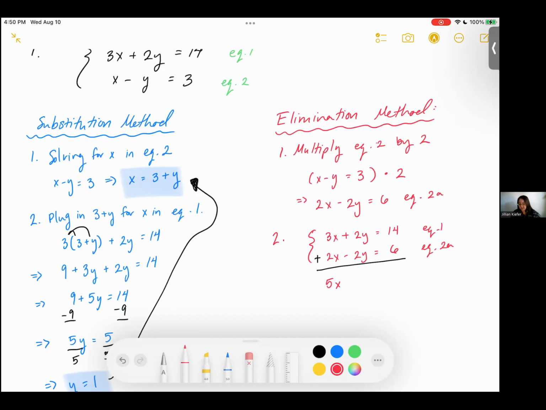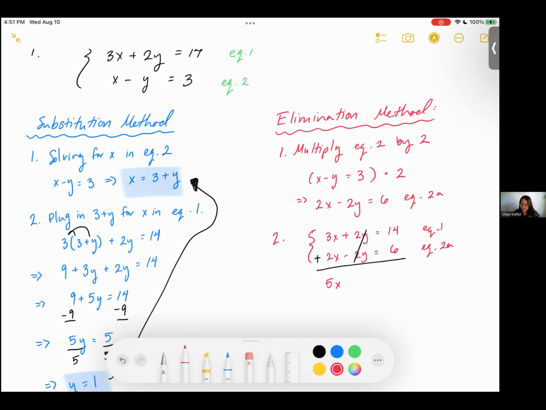Then we add the next column, positive 2y plus negative 2y. This was why we wanted those numbers to be opposite, because this cancels out y entirely. Don't even have to deal with it anymore, which is the goal here. That is the goal. That's why it's called the elimination method. You're eliminating one of the variables, so you don't even have to deal with it anymore.